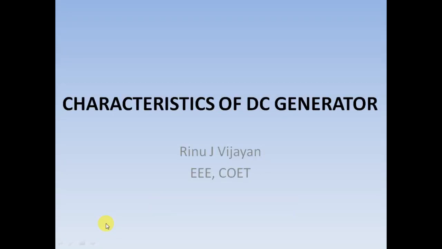Good morning all. Today we are going to study the topic characteristics of DC generator. It is these characteristics which determine the suitability of a generator for a particular purpose. They are obtained by making simultaneous measurements of terminal voltage and load current using voltmeters and ammeters.